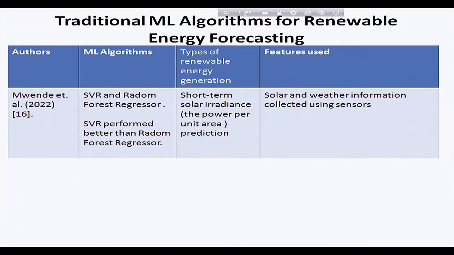So another work is from 2022. They have used two different models. One is a support vector regressor, another is a random forest regressor, and they have also applied them to short-term solar irradiance prediction. And they have also used the solar and weather information collected using sensors. And they have also shown that the support vector regressor performs better than the random forest regressor. So in this particular work, it is clear in this small survey that the support vector regressor is a better model for predicting different types of energy forecasting.